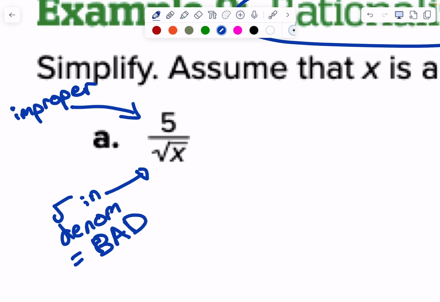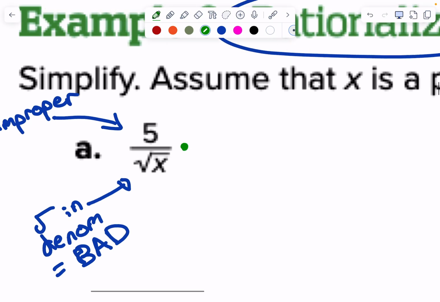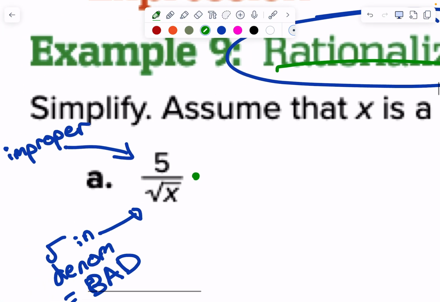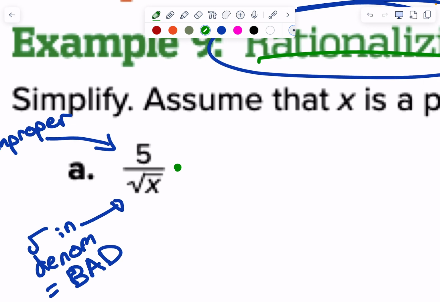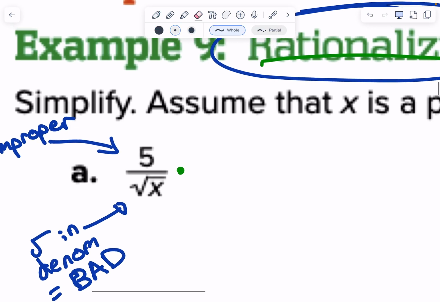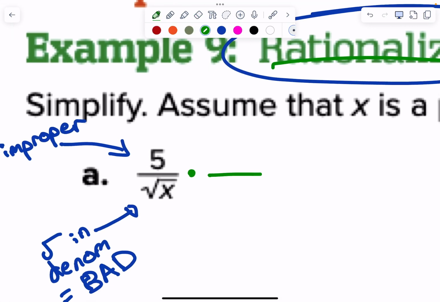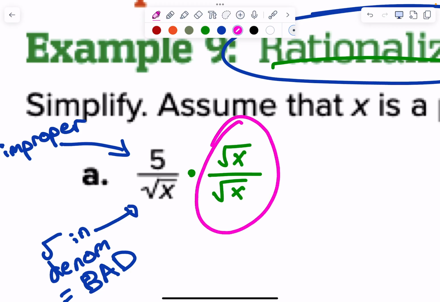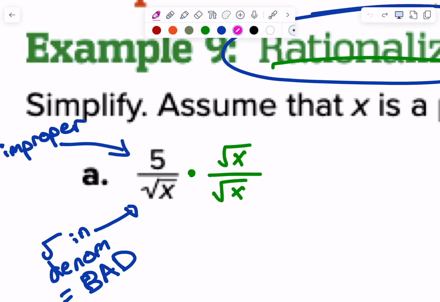All right, we do not want a square root in the bottom. So what we're going to do is rationalize. This is the process of rationalizing, okay? We're going to make it rational. So we multiply by the square root of x over the square root of x. Now, real quick before we move on, what is the square root of x divided by the square root of x? 1. So I'm taking this times 1, and when you take something times 1, it doesn't change it, right? So I'm not changing the value of this thing, I'm just changing what it looks like, right?